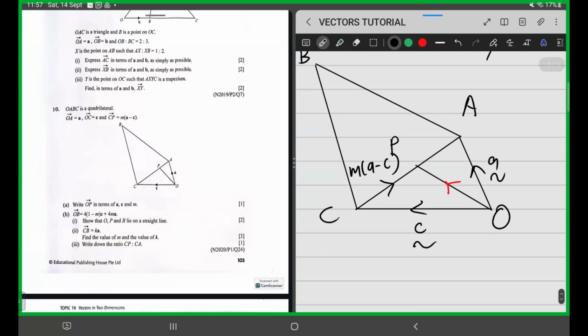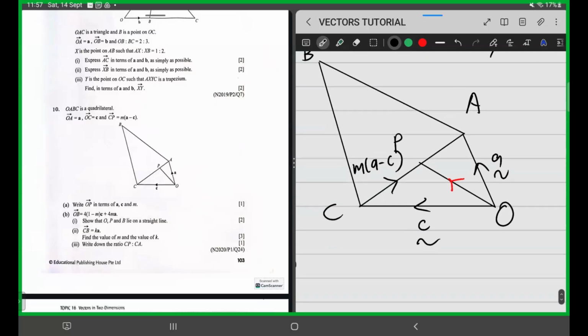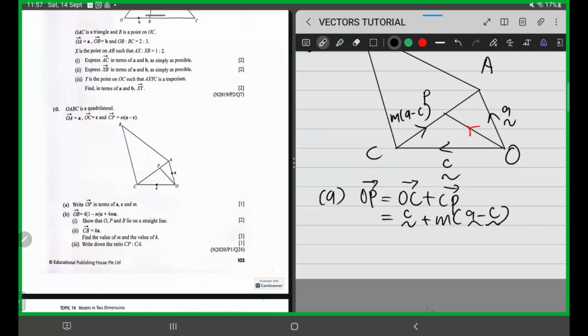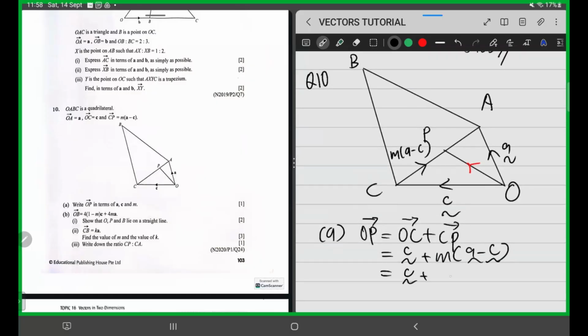So if you want to walk from O to P, you can walk from O to C and then C to P. So OP is just walking from O to C and then C to P, which gives us C plus M bracket A minus C, which gives us C plus MA minus MC. And then that's your answer over there.